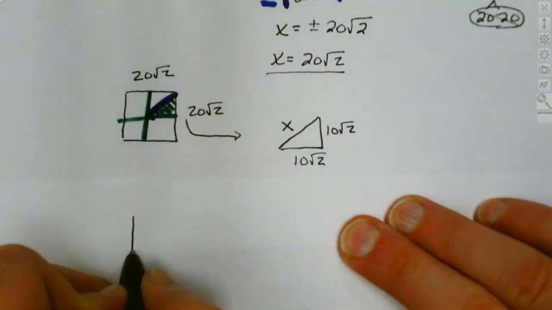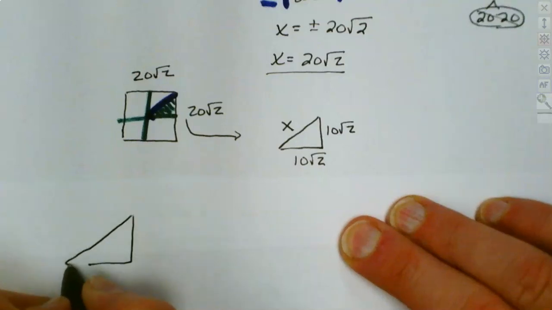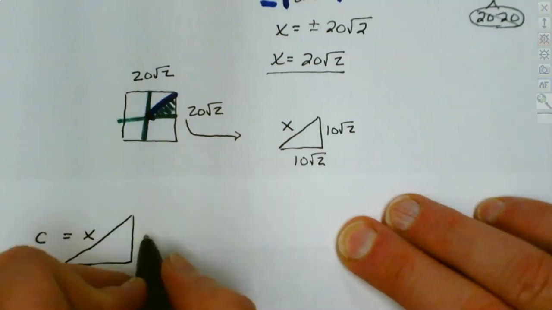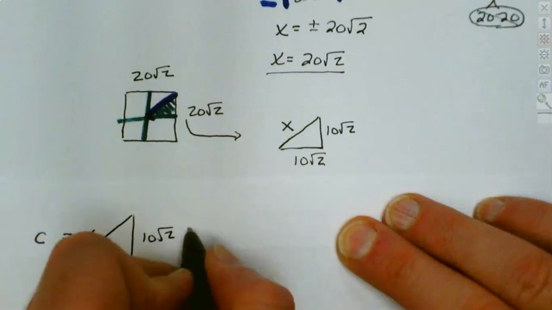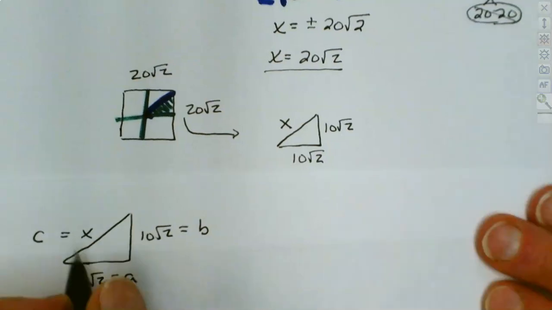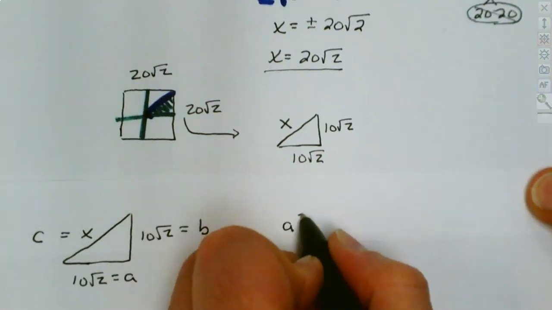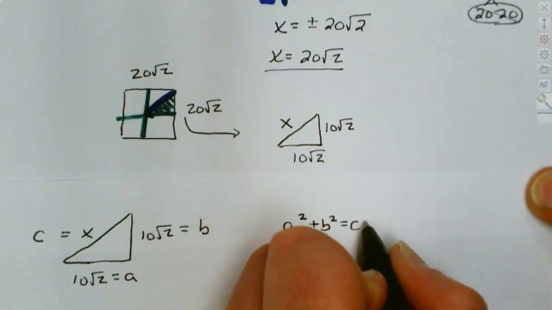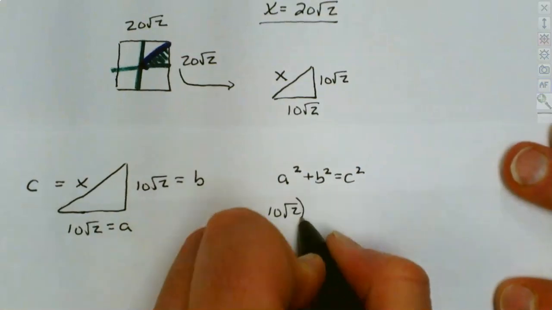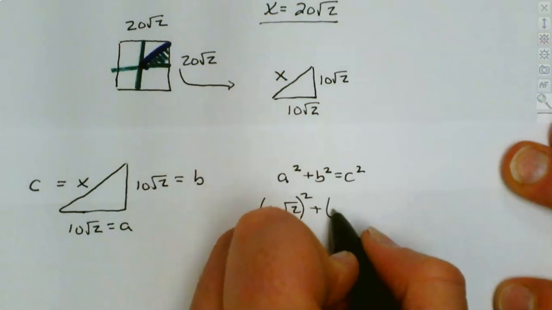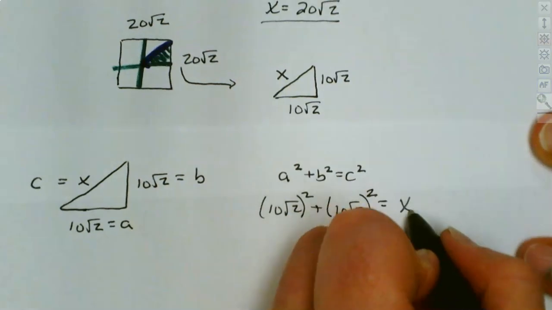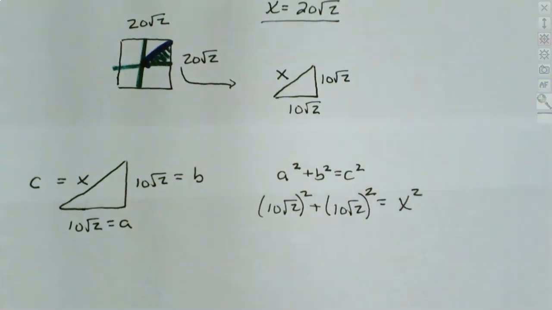What do we know about our triangle? Well, if we redraw it, this is your x, so this is going to be your c. 10 square root of 2, that's going to be your b. And 10 square root of 2 down here, that's your a. And we know from our Pythagorean theorem that a squared plus b squared equals c squared. So we have 10 square root of 2, quantity squared, plus 10 square root of 2, quantity squared, and that's going to equal x squared.